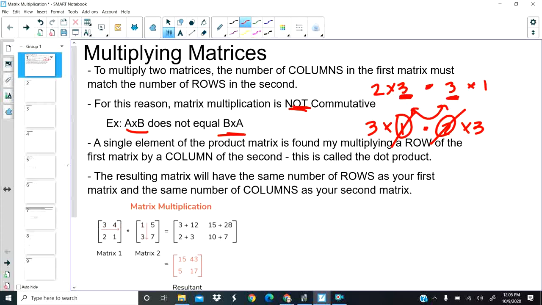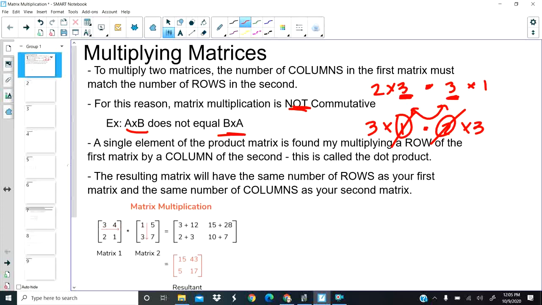So continuing on, a single element in the product matrix or the resultant matrix is found by multiplying a row of the first matrix by a column of the second. And the single element, that's going to be called a dot product. So that's how you find it. And I'm going to show you a little bit more about that in a second.